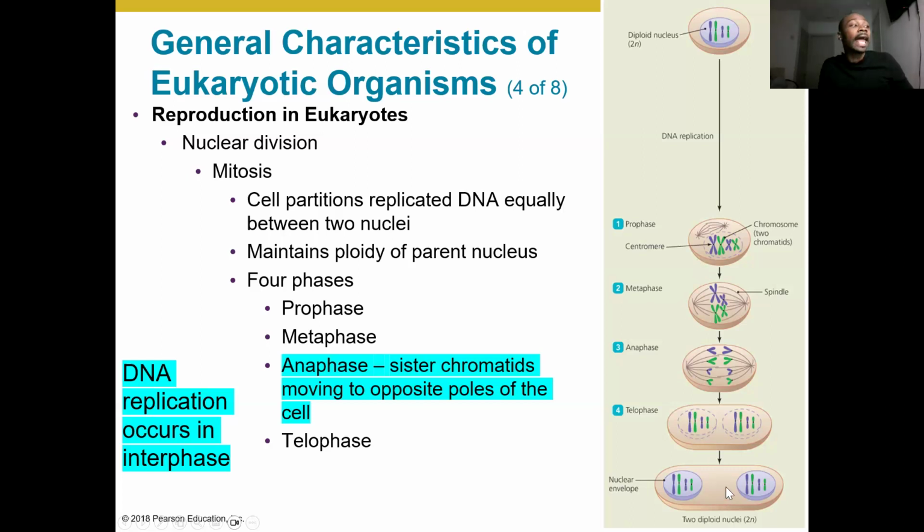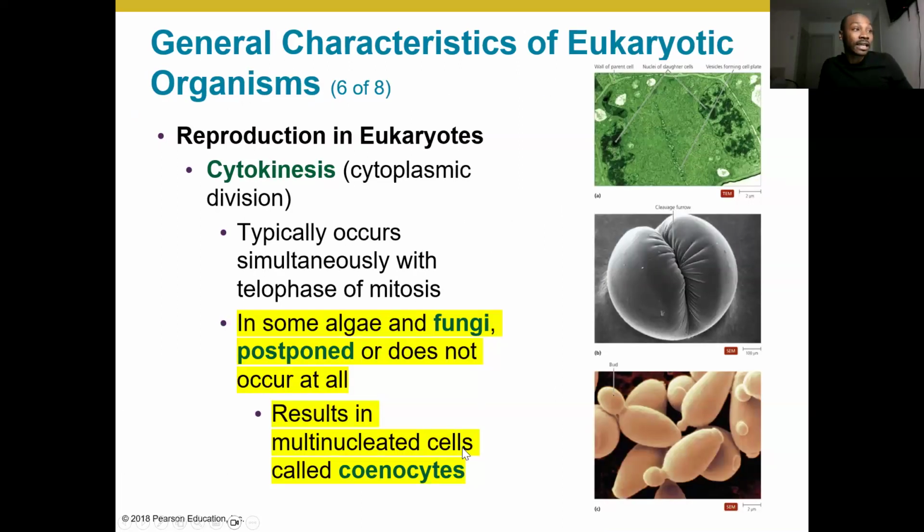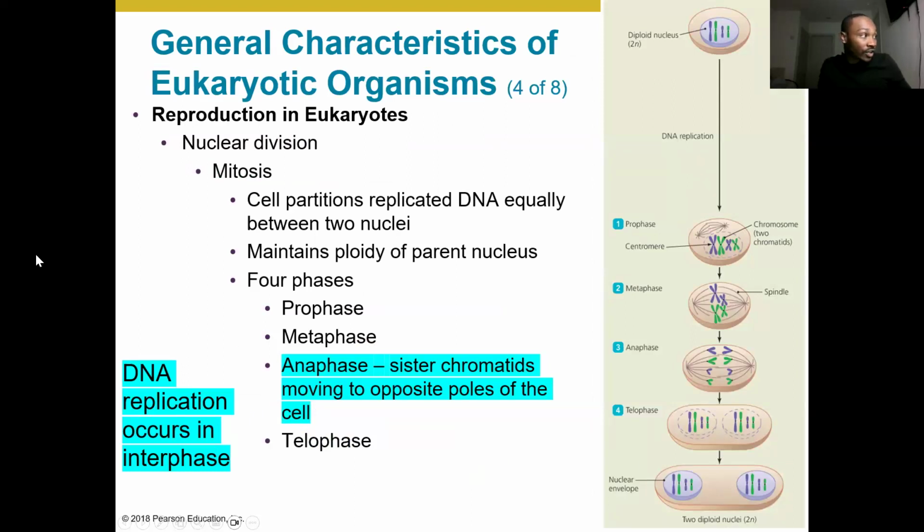And then cytokinesis. I'm going to go to the next one. In cytokinesis, we have this cleavage furrow coming in to separate the two cells. Now we have two new identical daughter cells.